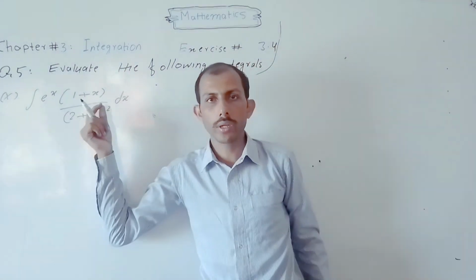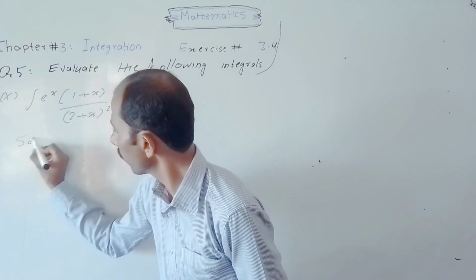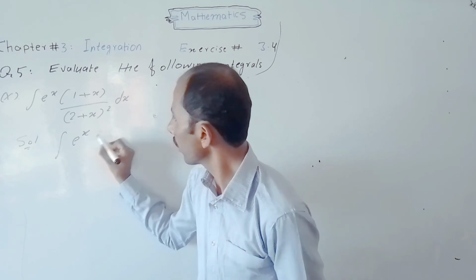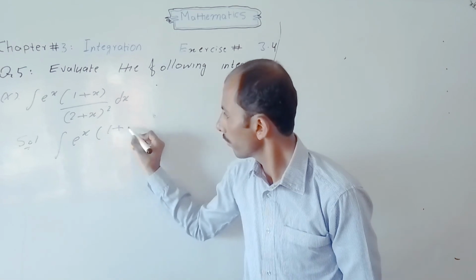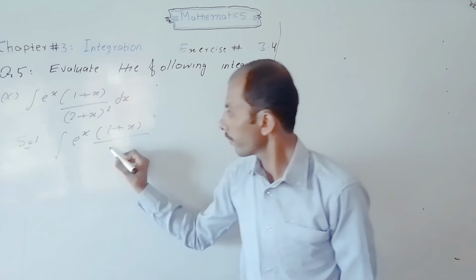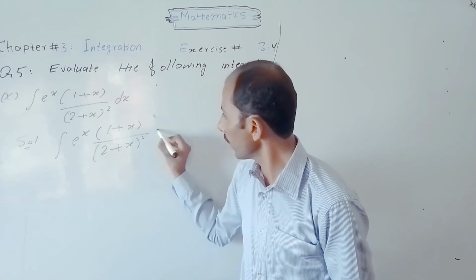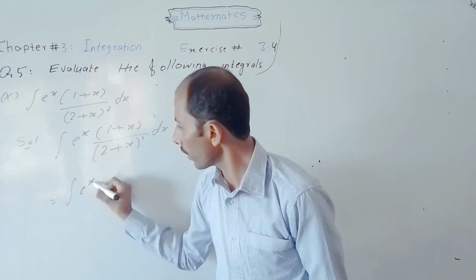Dear student, next question number 5, part number 10. So first, as it is, integral e power x into (1 plus x) divided by (2 plus x) whole square into dx, which is equal to integral e power x.